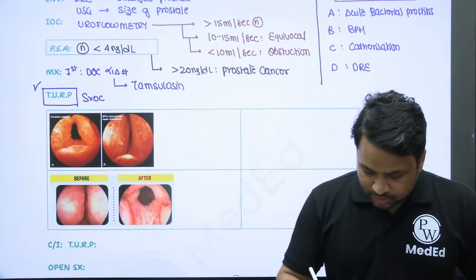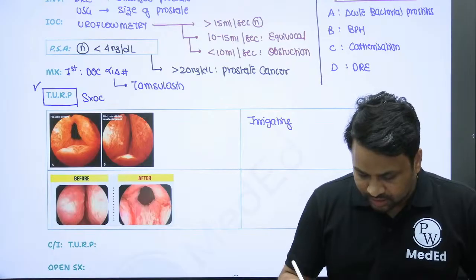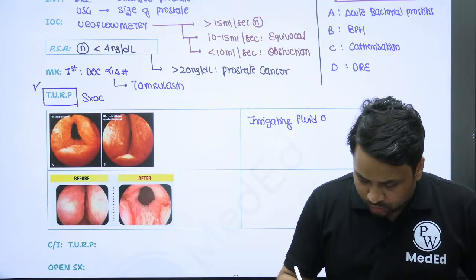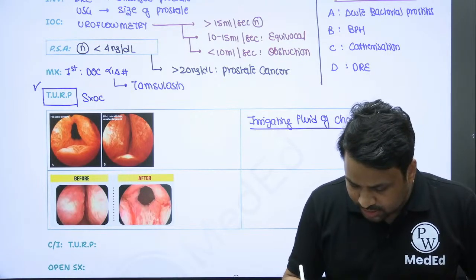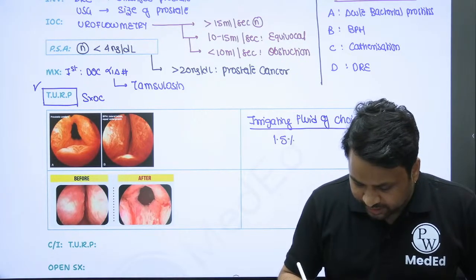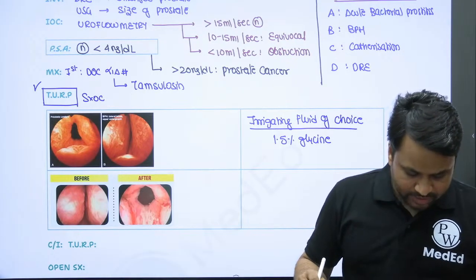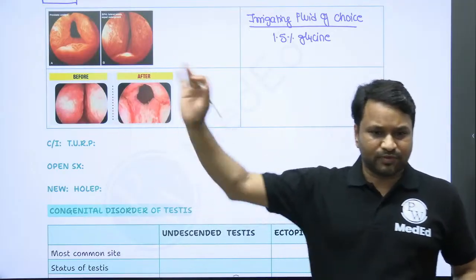Remember, they'll ask you the irrigating fluid of choice. The irrigating fluid of choice is going to be 1.5% glycine. It is 1.5% glycine. Okay. So this is the basic image before and after, just for the sake of understanding.